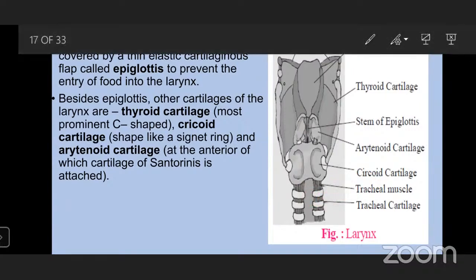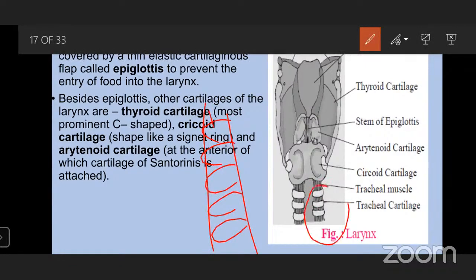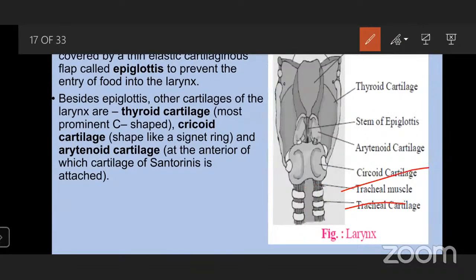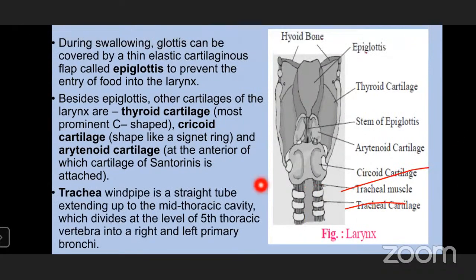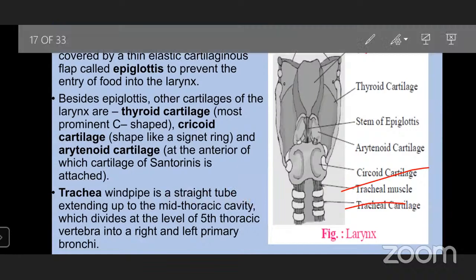We know that the trachea is made up of cartilages. C-shaped cartilages will be present in the trachea, right? Here, these are the cartilages present in the trachea. So the next part will be the trachea, right? So the trachea is also known as the windpipe. We already know that the trachea is known as the windpipe, and it is parallel to the esophagus, which is the food pipe. So the windpipe is a straight tube extending up to the mid thoracic cavity, which divides at the level of the fifth thoracic vertebrae.